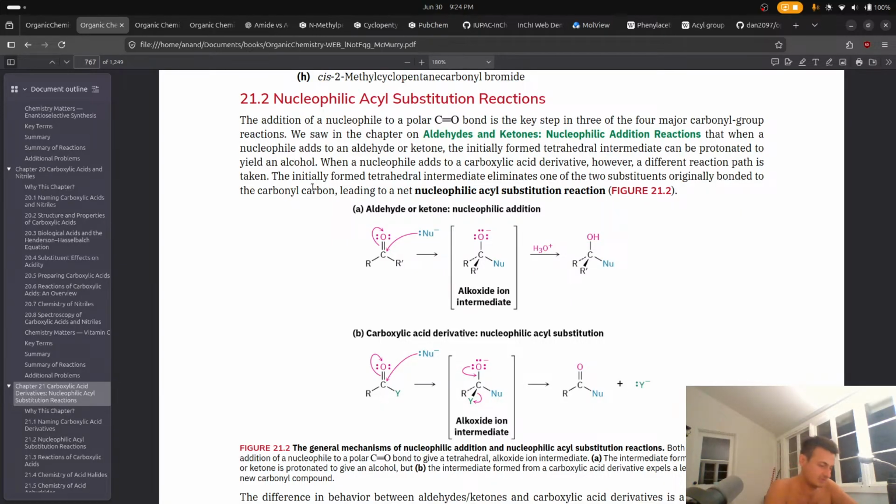Okay, finally we can get to some reactions here. Nucleophilic acyl substitution reactions. The addition of a nucleophile to a polar acyl bond is the key step in 3 of the 4 major carbonyl group reactions. We saw in the chapter on aldehydes and ketones that when a nucleophile adds to an aldehyde or ketone, the initially formed tetrahedral intermediate can be protonated to yield an alcohol.